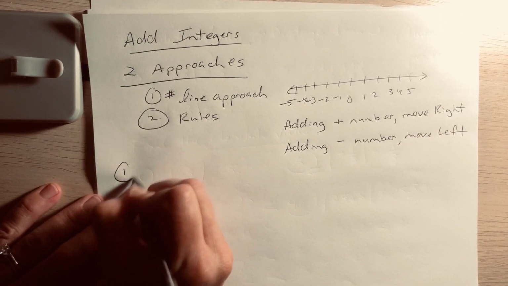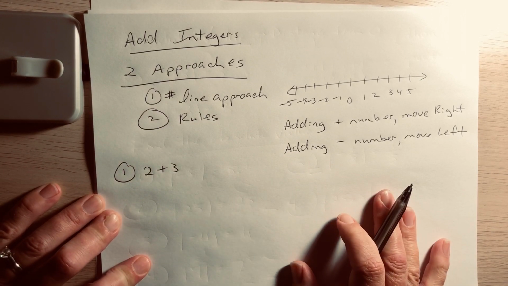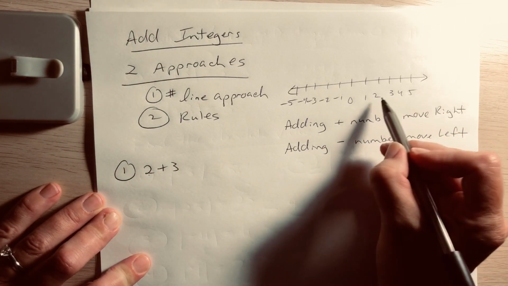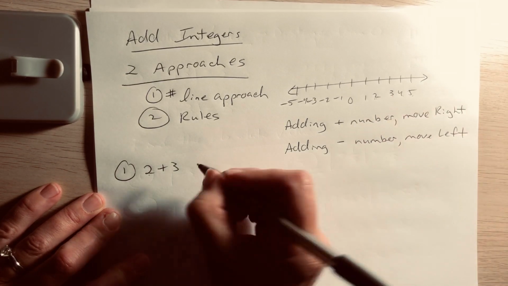Well, I know you guys can do things like 2 plus 3, of course, but if we were following this process, we would say, oh, I'm going to start at 2. So your first number is always your starting number. Start at 2, and I'm adding 3, so I move to the right 1, 2, 3, and get to 5.